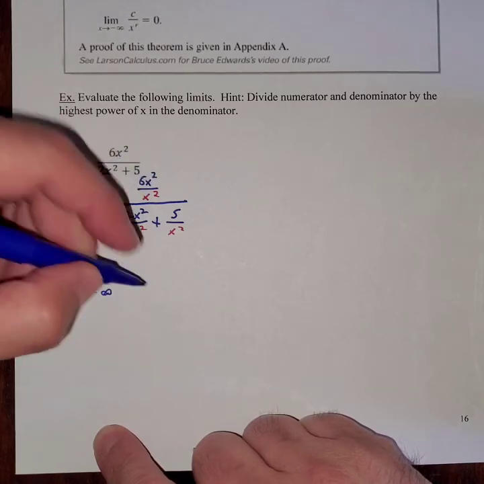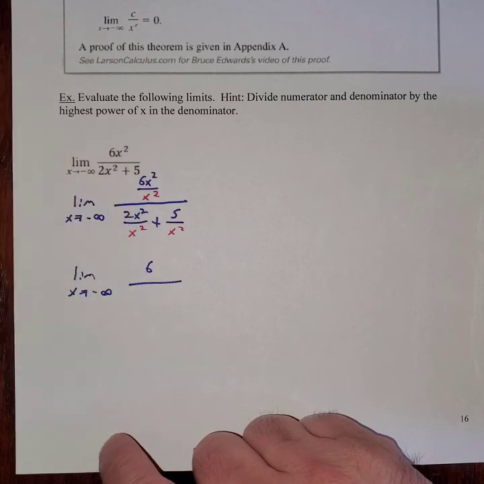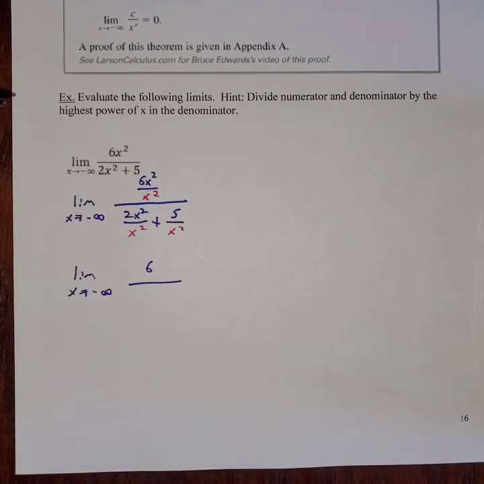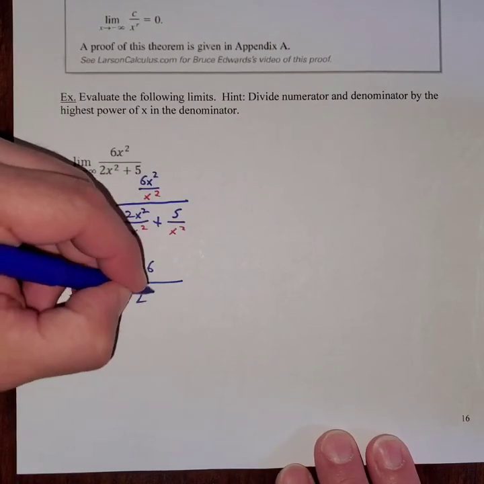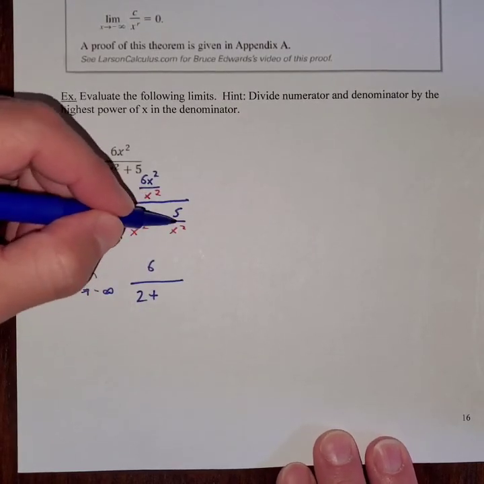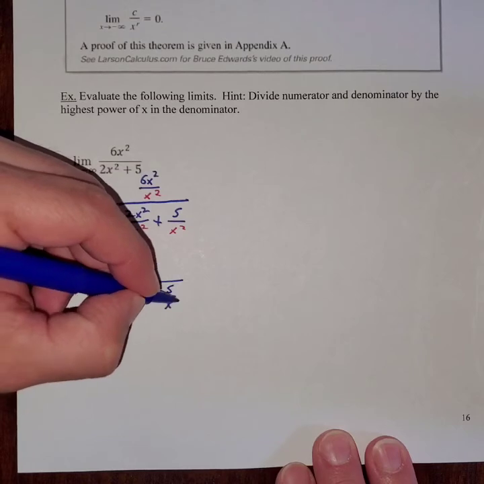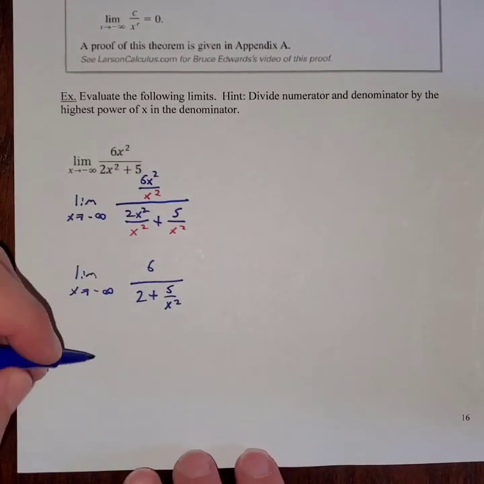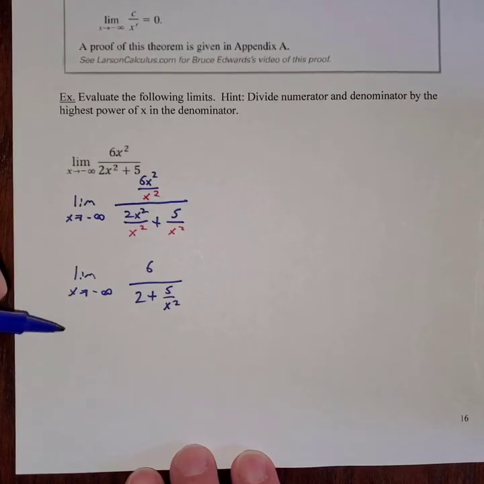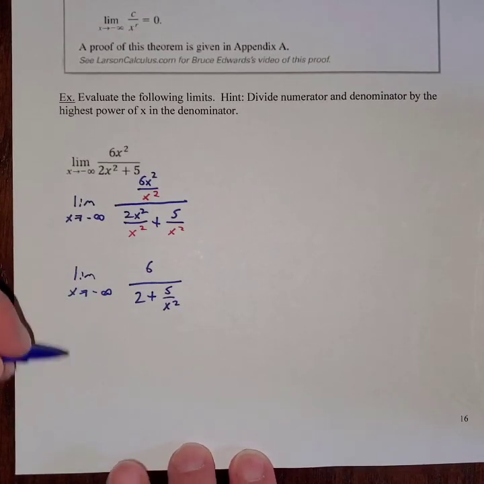So when I do this, I'm then going to simplify. x squared and x squared cancel, leaving a numerator of just 6. And in my denominator, x squared and x squared cancels, leaving 2 plus. But notice nothing cancels here. So I have 5 over x squared. Now I'm ready to evaluate my limit. Because I'm evaluating, the limit notation goes away.